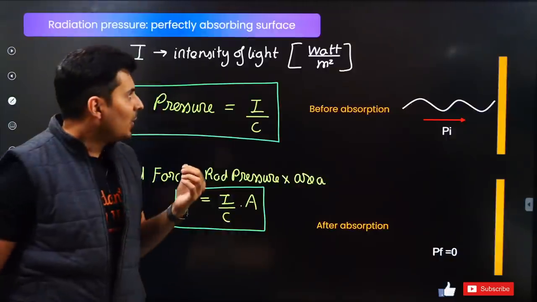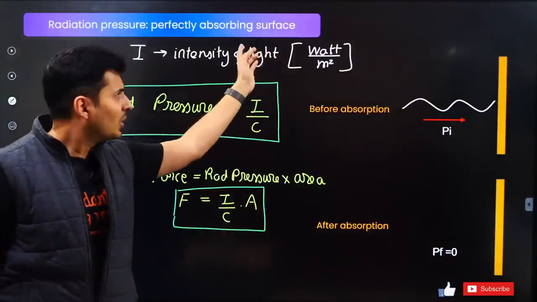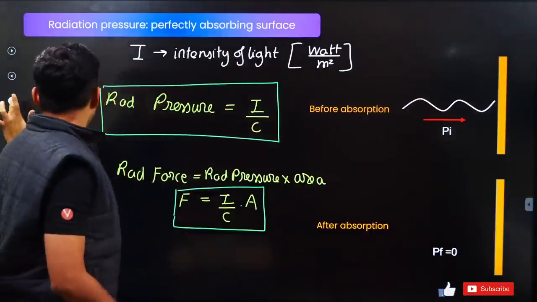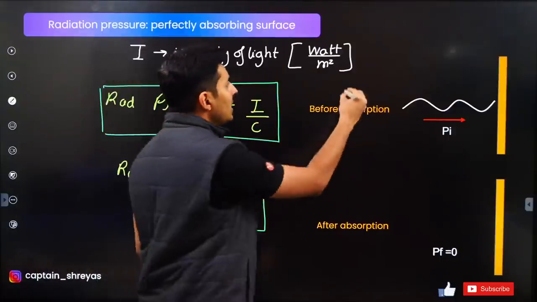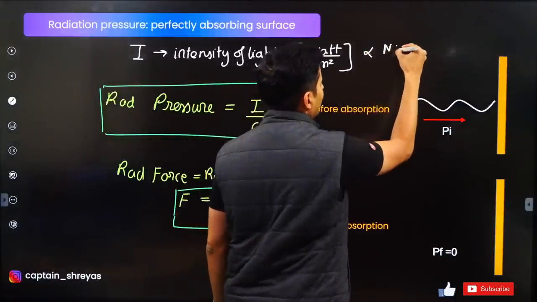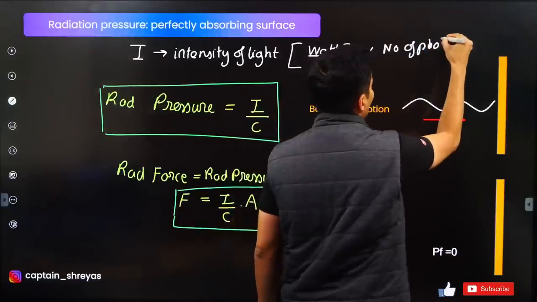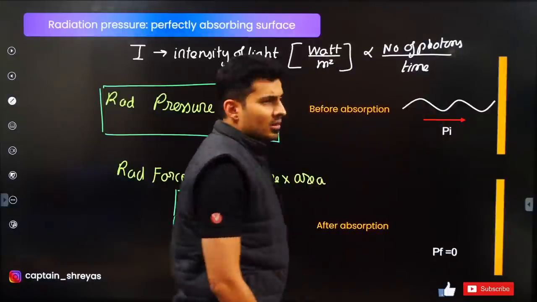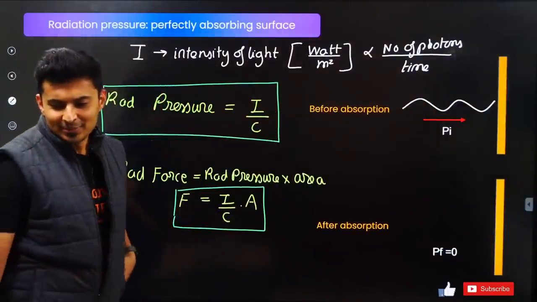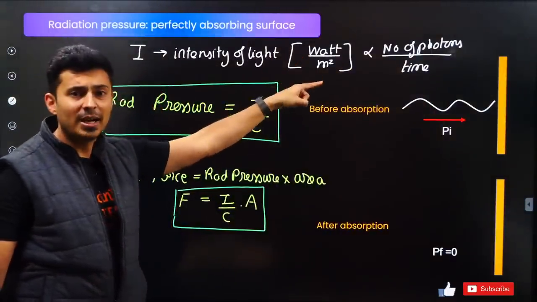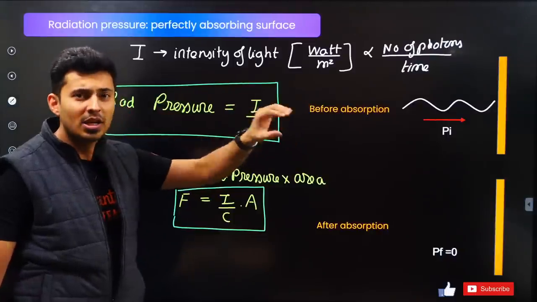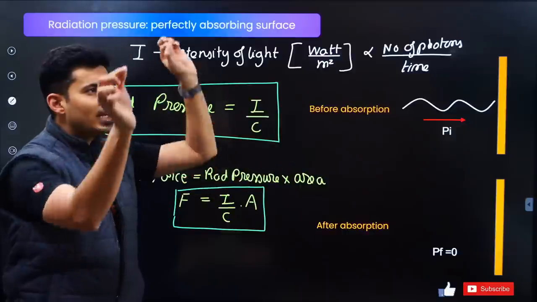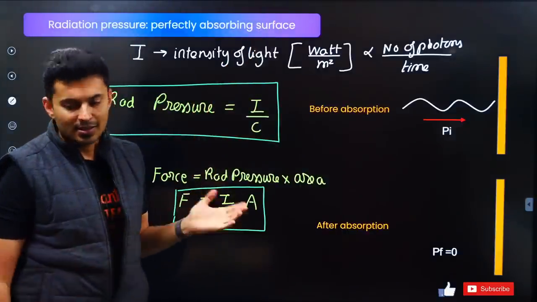Great. Now, yes, this is power by area. You can see energy per unit time per unit area. So that's how intensity has been defined. Oh, can I also say, my dear students, intensity is proportional to the number of photons falling per unit time? Yes or no? Think about it. Can I say intensity of light is proportional to the number of photons? If more light particles come, the light is very intense. If very few particles come, then the light is less intense. Yeah, I can say that.